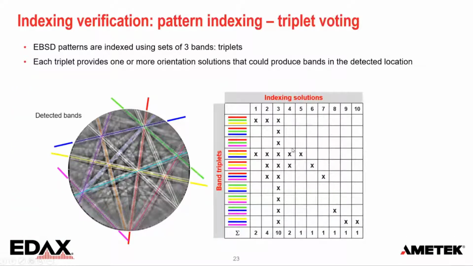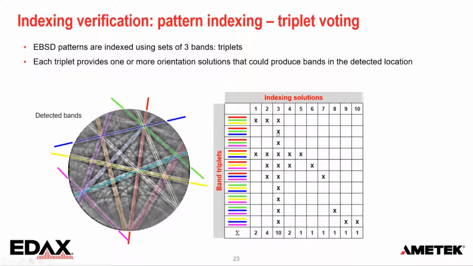And the first thing we have to consider is how do we identify which points are reliable? So which points are really badly indexed, and how can we separate those from the good points? We do that in our indexing algorithm, the triplet voting. What we do for each pattern is we look at all the diffraction bands that we want to work with. In this example, I'm just using 5: the magenta, yellow, blue, green, and red. And for each triangle, I'm going to see if there is an orientation that fits those 3 bands.